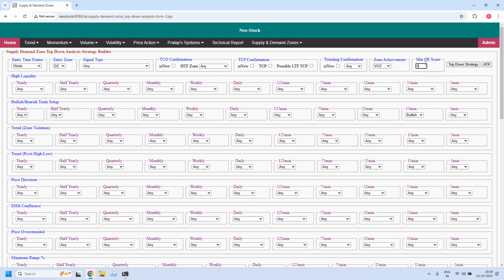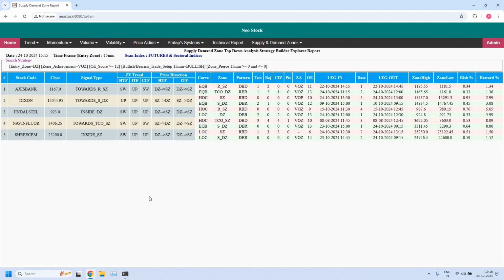Zone achievement violated opposing zone, minimum odd enhancer score 12. With all the 3 filters applied to the 15 minutes demand zone, we got 5 stocks. All these 5 stocks are currently supporting bullish trade setup for daily income trade. That is entry time frame 15 minutes. So in these 15 minutes demand zones, there could be some high probability supported stocks available.